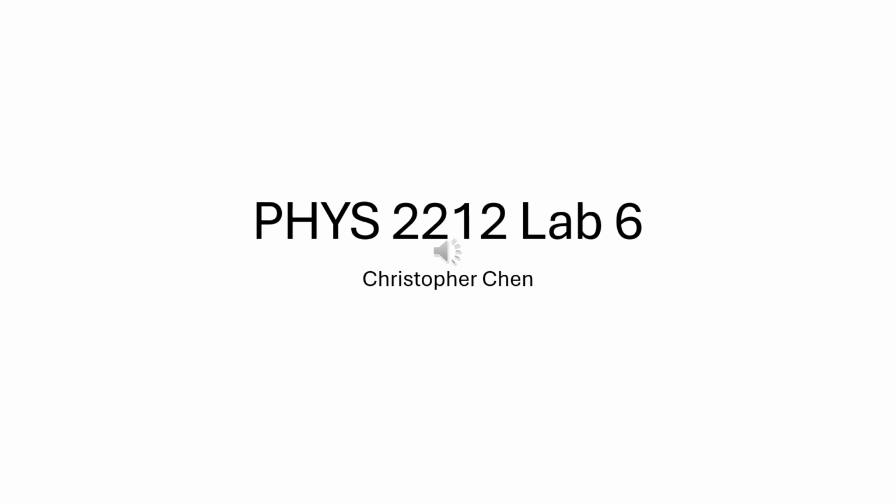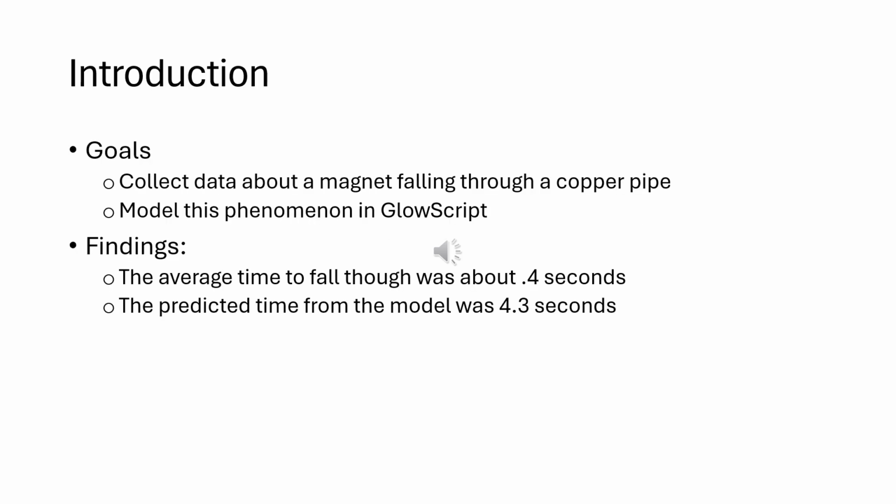My name is Christopher Chen, and this is my Lab 6 for Physics 2212. The goals were to collect data about a magnet falling through a copper pipe and then to model this phenomenon in GlowScript.